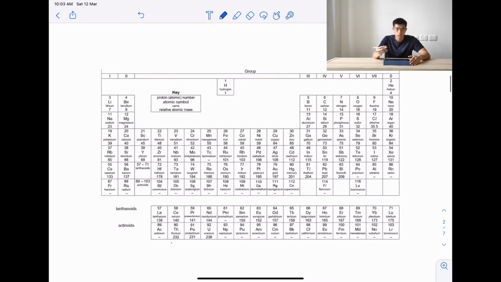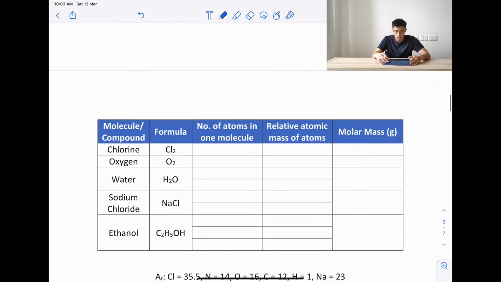In this periodic table that we look at, the relative atomic mass can be found at the bottom of the element. So for example, for this hydrogen atom, we can see the relative atomic mass is 1. So the mass of one hydrogen atom is actually 1 gram. Now we go through some examples on how to calculate molar mass.